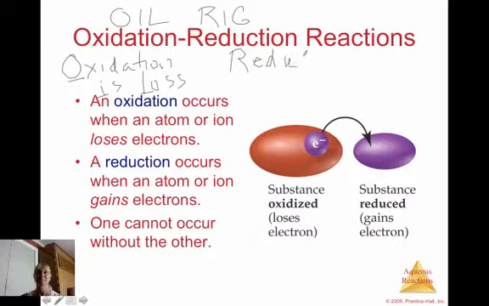Reduction is gain of electrons. My pen seems like it's regressing. R-I-G. So that's how you can remember which is which. And every time you start an oxidation reduction problem, whether it's as simple as figuring out oxidation numbers like we're going to practice today, or something much higher level, you need to follow that mnemonic.